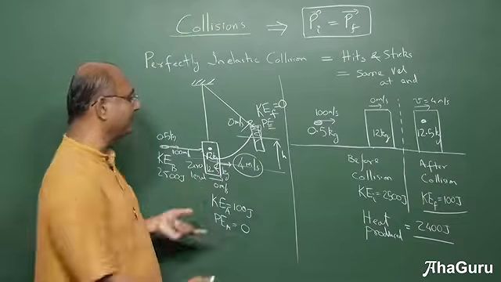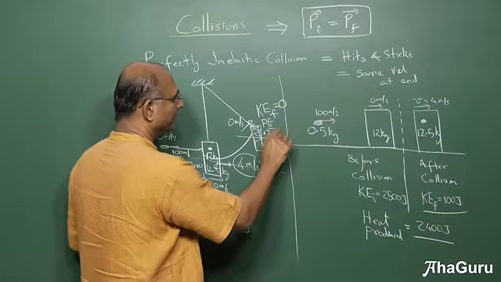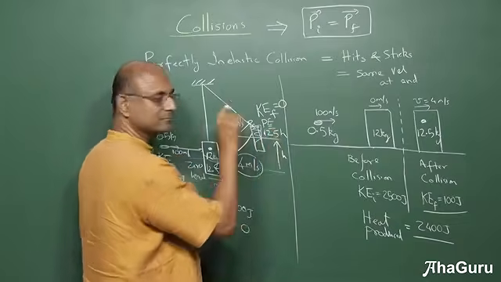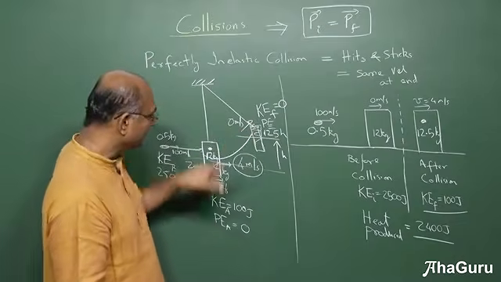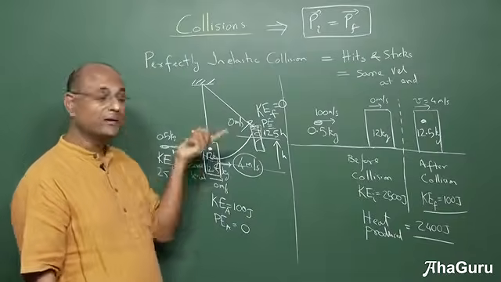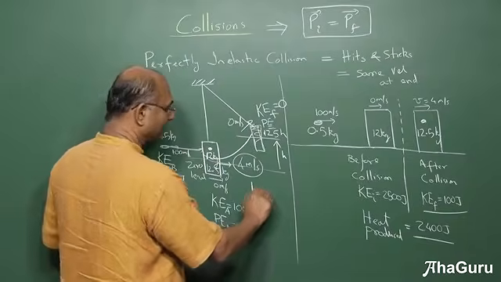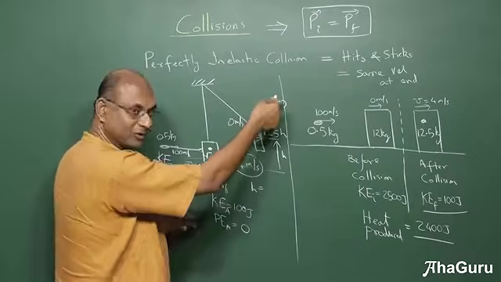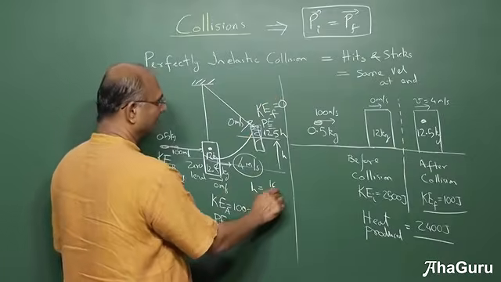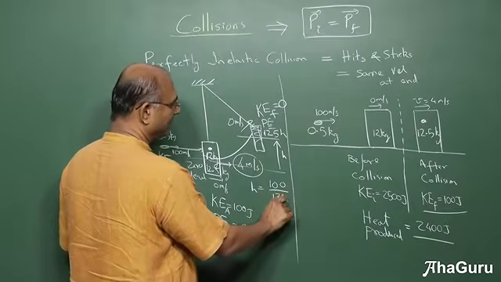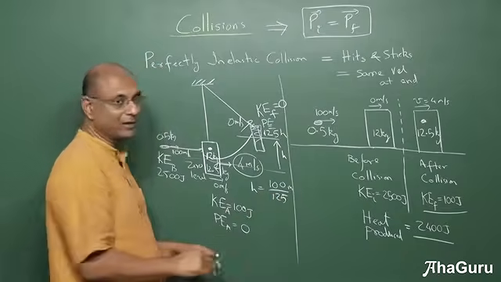12.5 into 10, which is 125, into h, right? So this total energy must be equal to this total energy, and that is going to tell me what the height h is. So it will turn out 125h plus 0, which is 125h, must be equal to the total energy here, which is 100. So 100 by 125 must be the height it has gone up by.